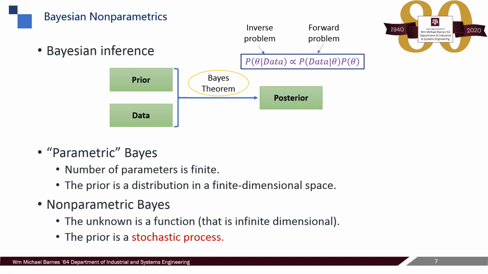And we have a different type of Bayes setting in which the unknown cannot be parametrized by finite parameters. For example, if the unknown is a function, then a function cannot be parametrized by only a finite number of parameters. A function is in an infinite dimensional space. So the prior should be more complicated than just a random variable or random vector. In this case, the prior has to be a stochastic process. So what is a stochastic process?